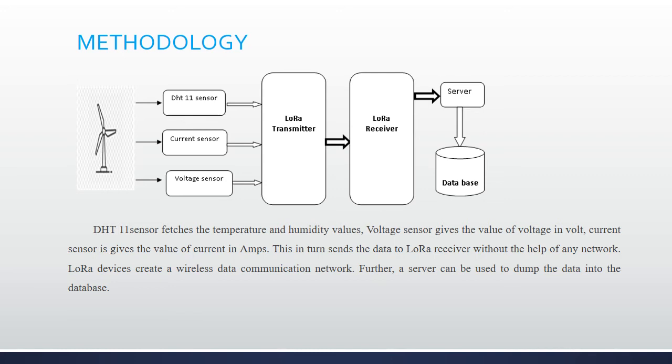various sensors like a DHT11 sensor, current sensor, voltage sensor being interfaced with the wind turbine system. The DHT11 sensor helps to fetch temperature and humidity. With the help of current and voltage sensor, we can collect the current and voltage. These sensors are interfaced with the LoRa transmitter. The LoRa transmitter section includes a LoRa chip interfaced with the ESP32 development board. We cannot directly program LoRa chips, hence it is interfaced with the ESP32 development board.